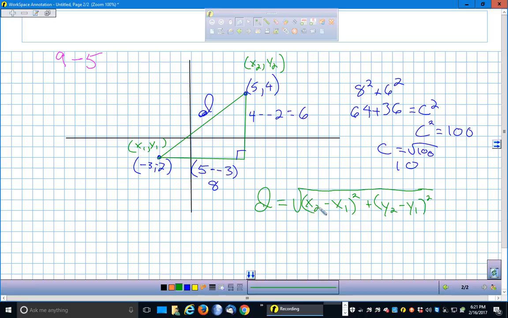It doesn't matter which one you call x1 and y1 as long as you're consistent, because you're going to be squaring them anyway, so the negative signs are going to go away. So it doesn't matter if I call this x1 and this x2, or this x1 and that x2. It really makes no difference, but you've got to keep the x's straight and the y's straight. All right, so let's just try one.